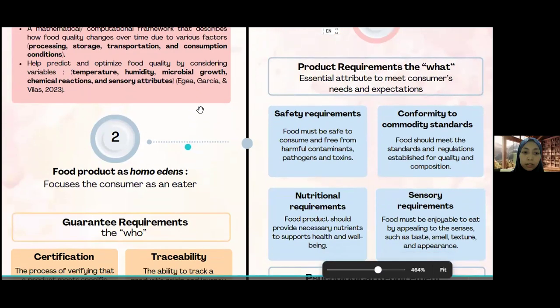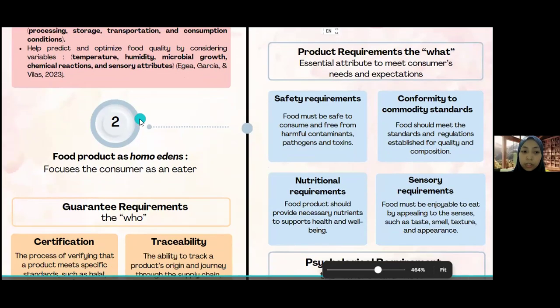So dynamic model of food quality consists of food product as homogeneous. Homogeneous meaning that it focuses on the consumer as an eater. So homogeneous can be divided into two categories, which is product requirements in the context of the what, and then psychological requirements. Product requirements consist of essential attributes to meet consumers' needs and expectations.